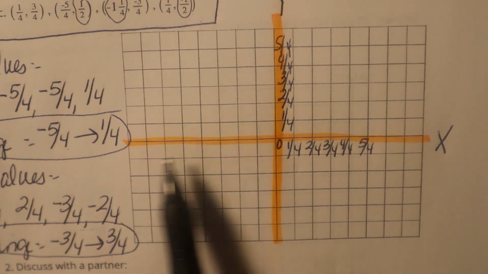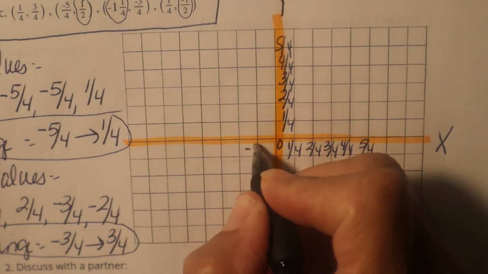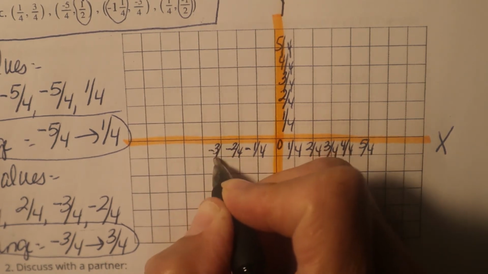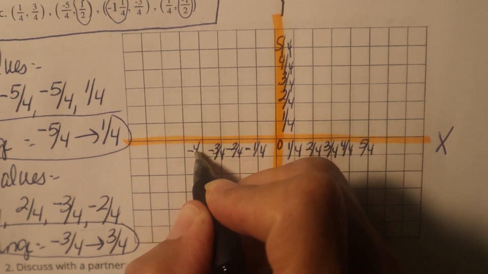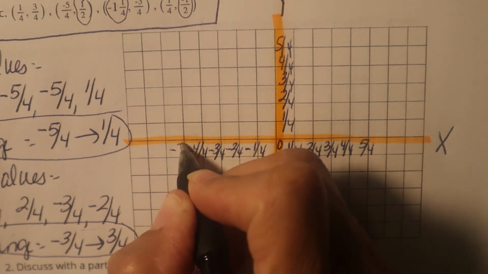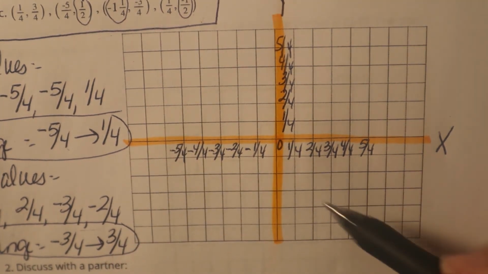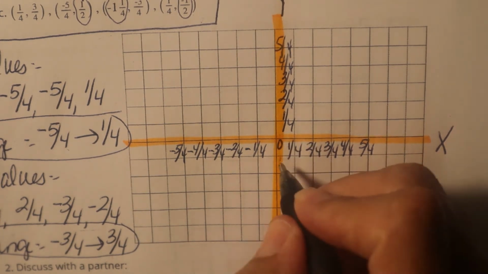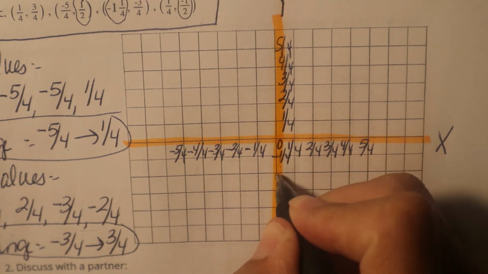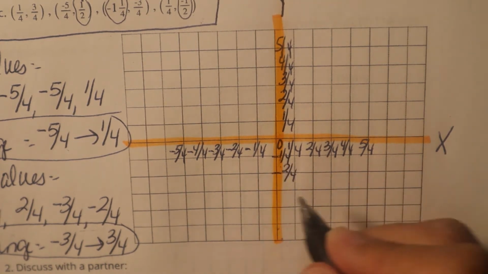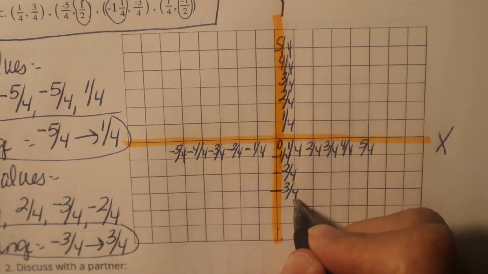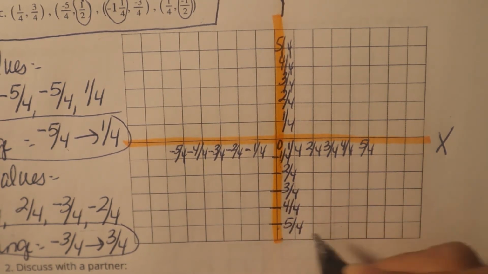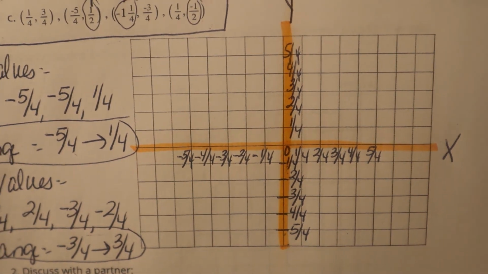Over here, this part of our x-axis are negative numbers, so -1/4, -2/4, -3/4, -4/4, and -5/4. And the last one, again, going down, these are negative y coordinates. So we have -1/4, -2/4, -3/4, -4/4, and -5/4. That's the longest part of the whole problem.